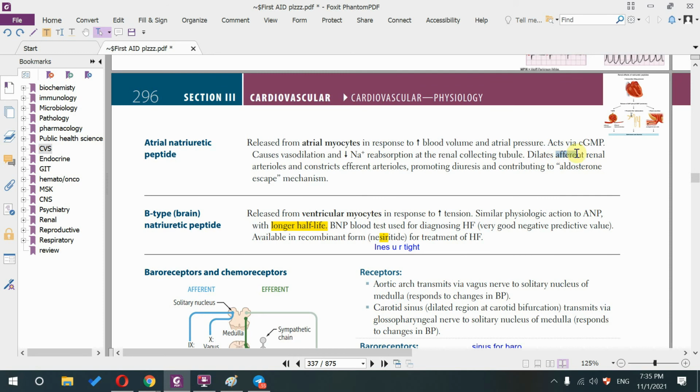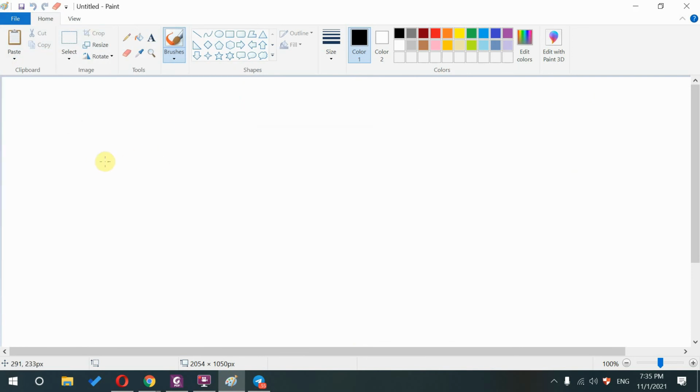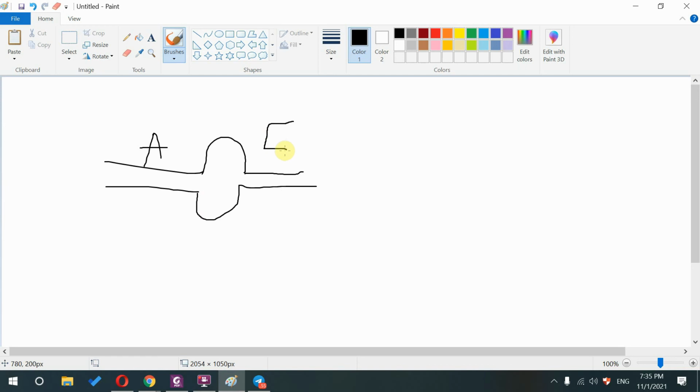Yeah. So, ANP also works at the kidney. It dilates the afferent arterioles, renal arterioles, and constricts the efferent arteriole, promoting diuresis and contributing to the aldosterone escape mechanism. Let me explain this. So, if we draw afferent arteriole, glomerulus, efferent arteriole. You know this annoying picture of the heart I keep drawing for you? Now this is the annoying picture of the kidney I will keep drawing for you. So this is the afferent arteriole, glomerulus, efferent arteriole.